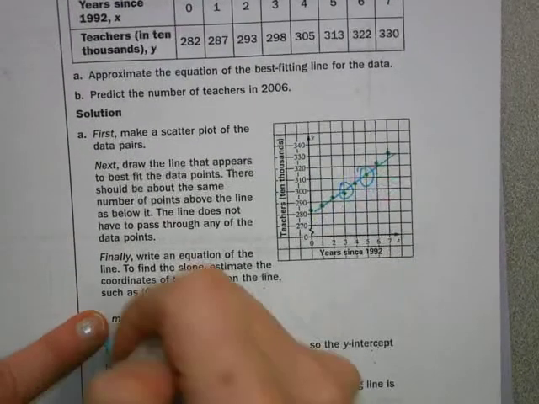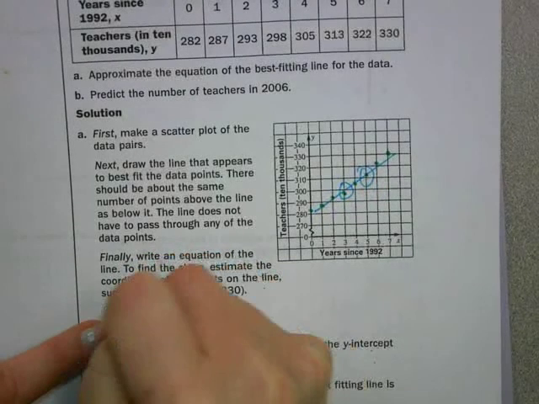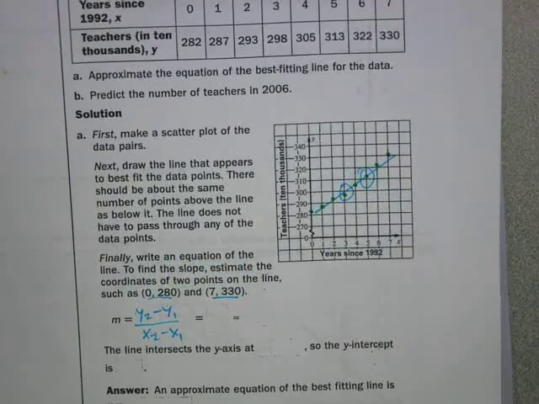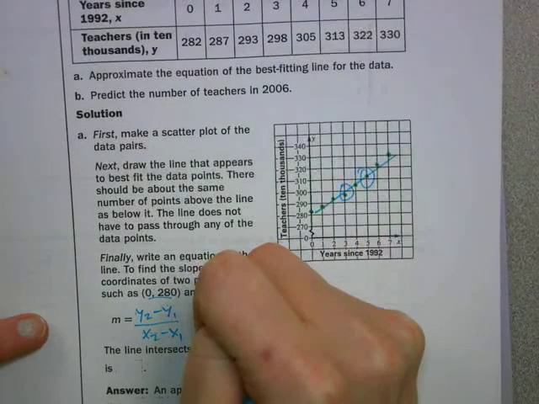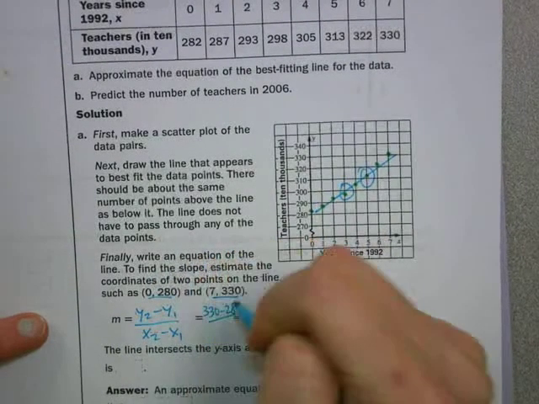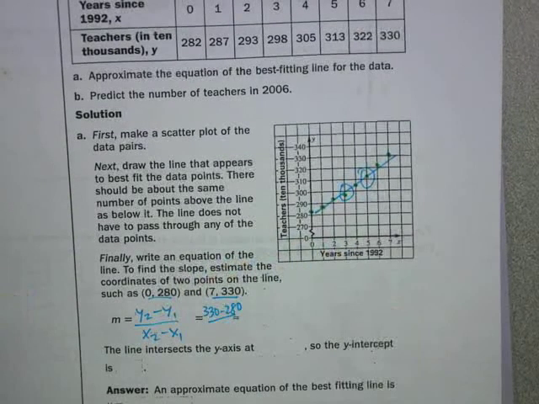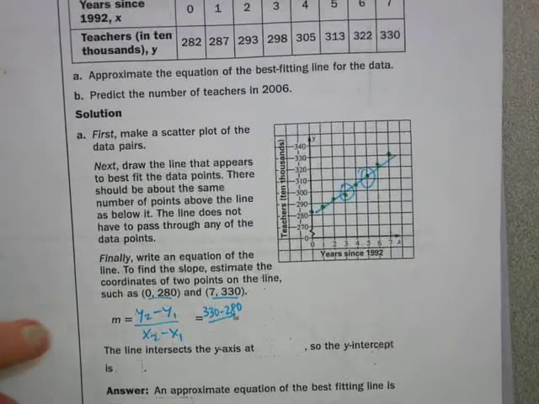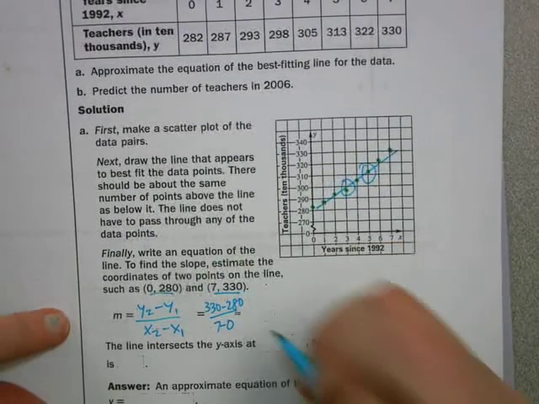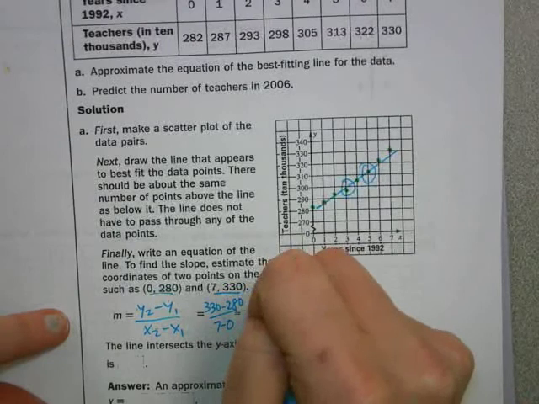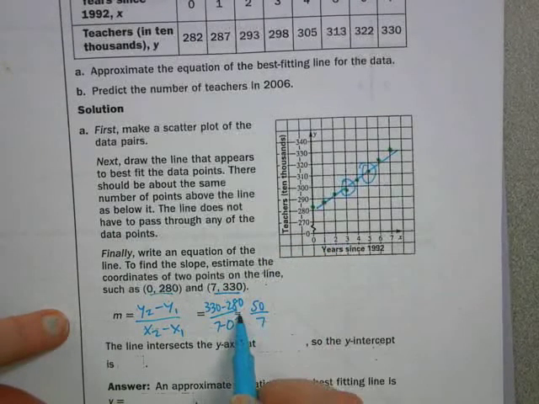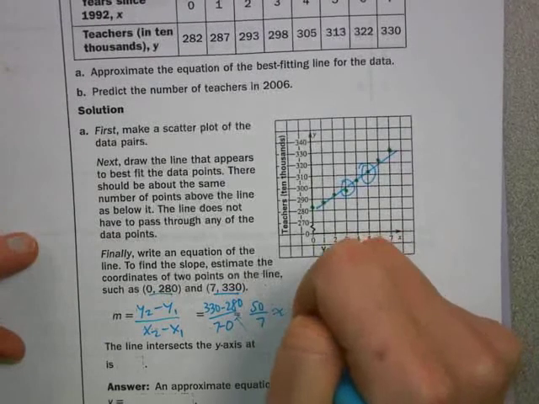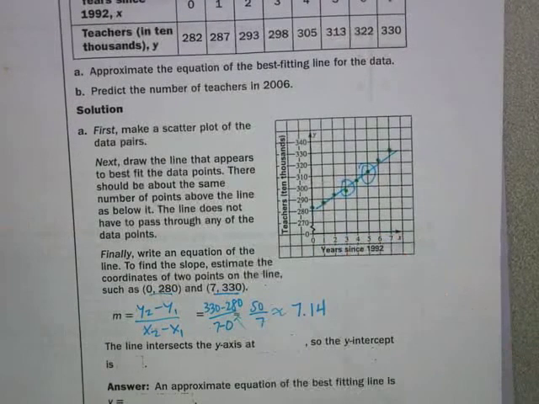So slope is y2 minus y1 over x2 minus x1. We have to find the slope of this line in order to write the equation. So we would have 330 minus 280 over 7. All right, minor delay of the phone there. Continuing on, so now we have 7 minus 0 on the bottom. This ends up being 50 over 7. And see these little approximately signs? We're going to round that to the nearest hundredth. So when you put it in your calculator, it ends up being 7.14.